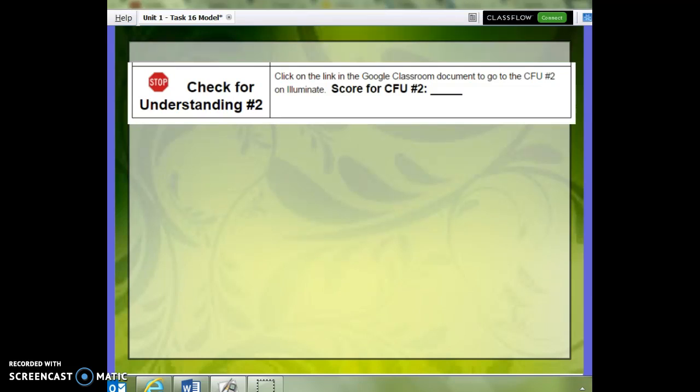At this point, please make sure that you have all the notes written down, all the blanks filled in. If you need to reverse the video and write anything down that you missed, do that now. And then go to the directions document on Google Classroom for task 16 and click on the link for the second check for understanding. When you're done with the check for understanding, please remember to write your score here in the box on your notes. When you're done with that, then you can go on to section 3.